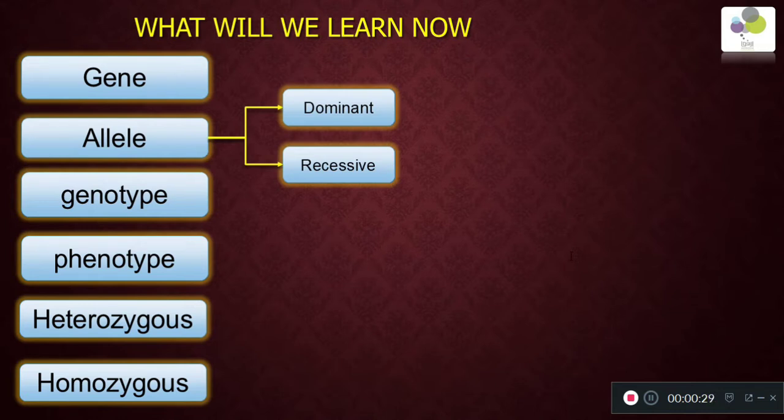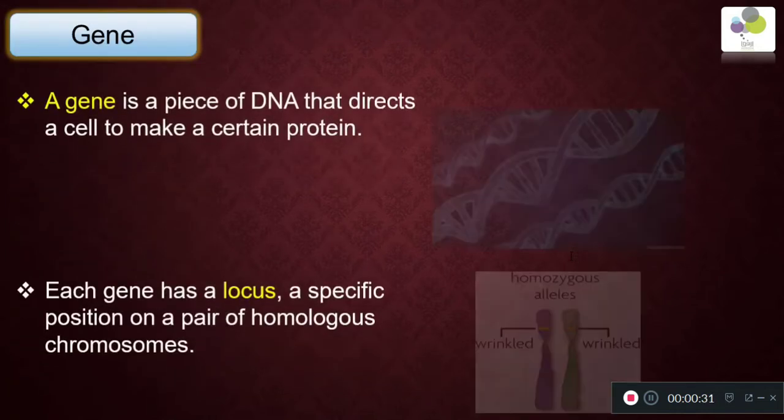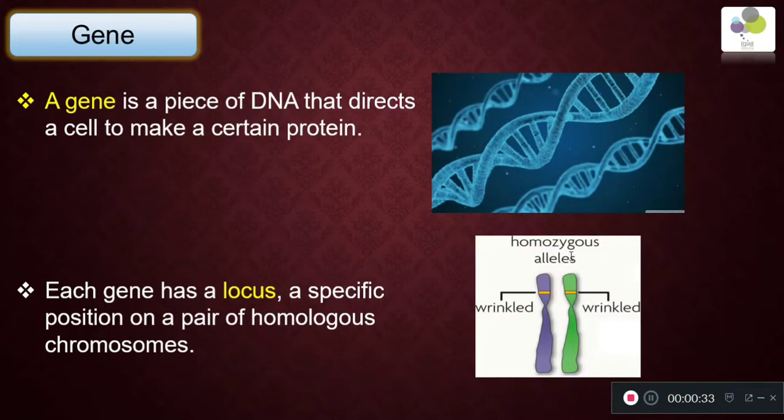First of all, gene. What is a gene? Simply, a gene is a part or section of DNA found in the chromosome that is responsible for a specific trait, or responsible for making a certain protein. So any part of DNA that has a code for a specific trait or a certain protein to make, this part is called a gene.